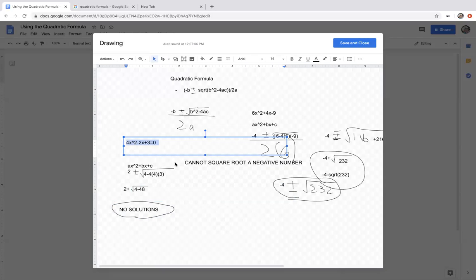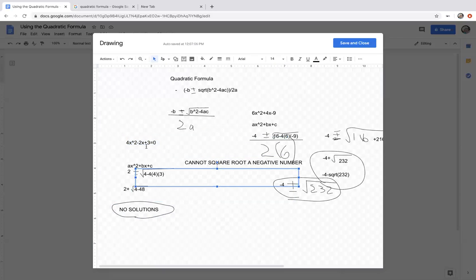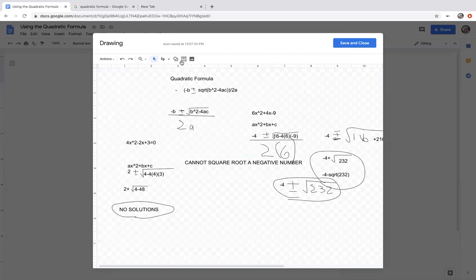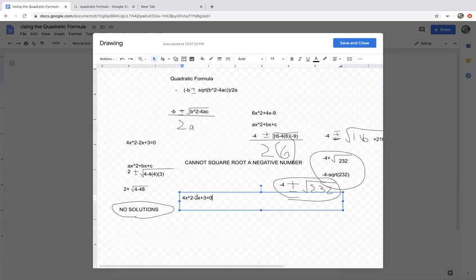So when you get something that has no solutions, you can go from here and you can try using completing the square to see if this would have a solution. I'll show you how to do that. Completing the square, you subtract the 3 from both sides, as I mentioned in my previous video. And then you get minus 3. So now I'm going to leave a big space.